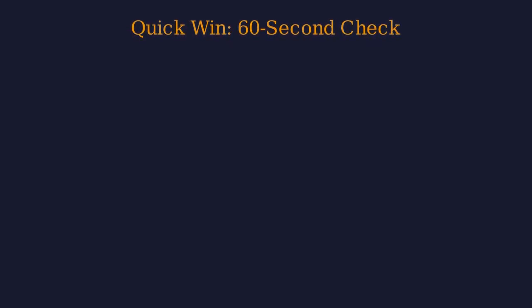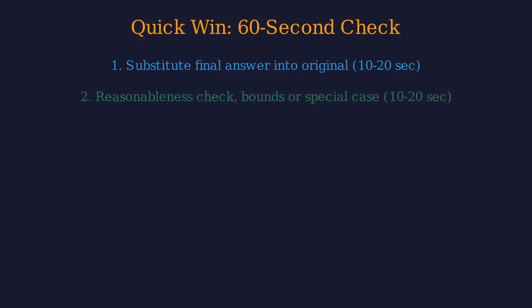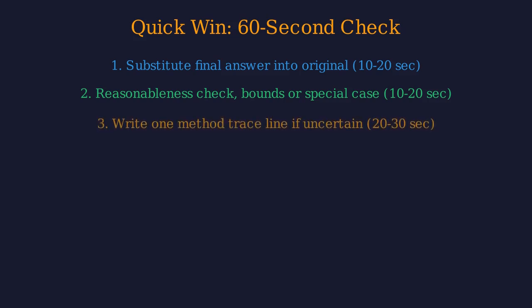Quick win. A 60-second check you can use in exams. Memorize this checklist. 1. Substitute final answer into original, 10 to 20 seconds. 2. Do a reasonableness check, bounds or special case, 10 to 20 seconds. 3. Write one method trace line if uncertain, 20 to 30 seconds. Practice it so the whole routine takes about a minute. Don't skip the check. It catches roughly 70 to 90% of silly errors in practice papers.